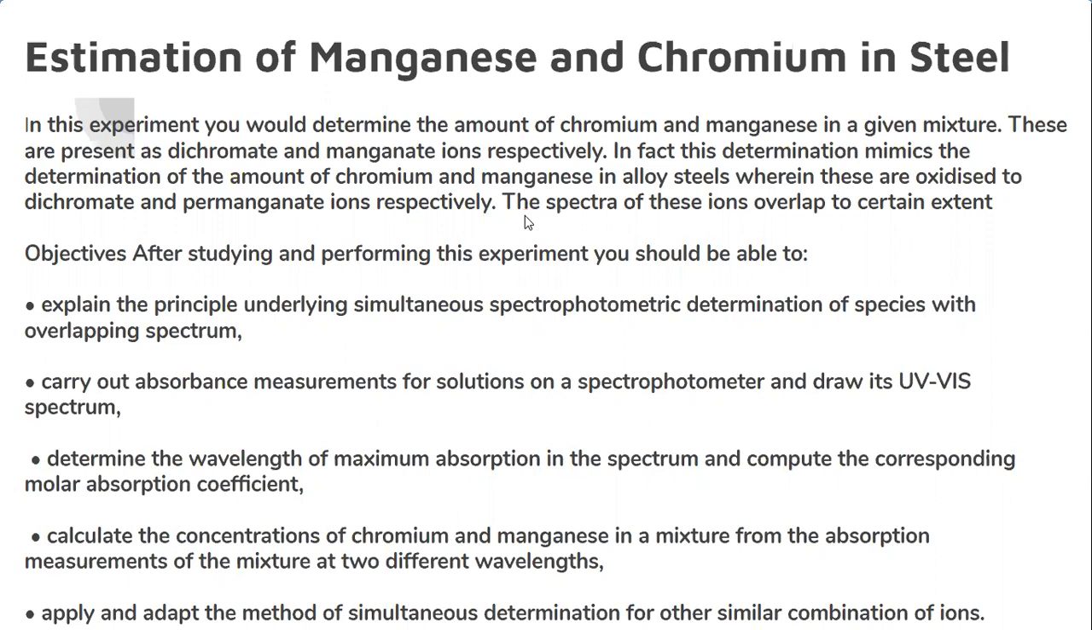we will identify the absorbance as well as epsilon, that is the molar absorption coefficient. With the help of absorbance and molar coefficient, we can find the concentration of manganese as well as chromium, or we can estimate the amount of manganese and chromium in a given steel. So this is the purpose of this experiment.